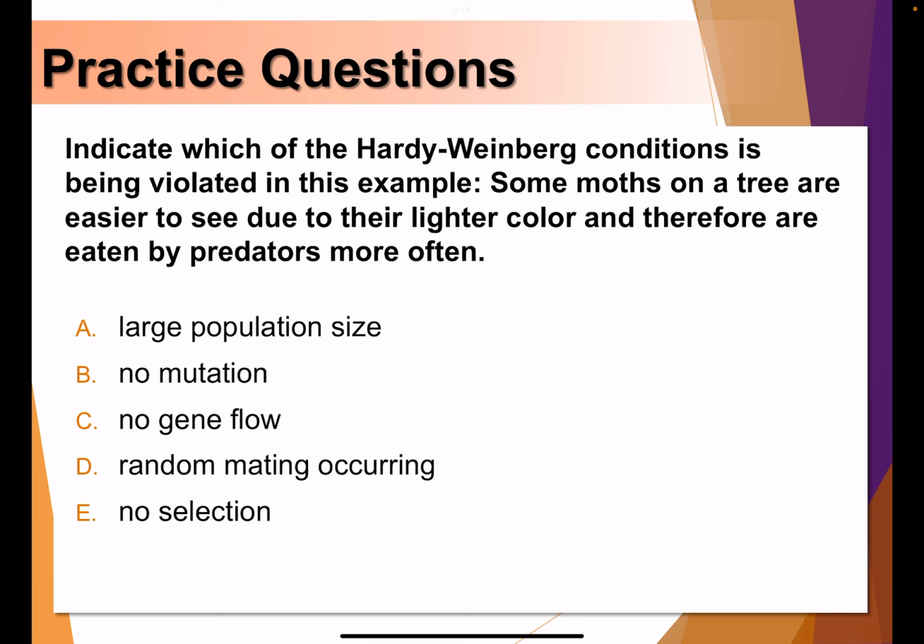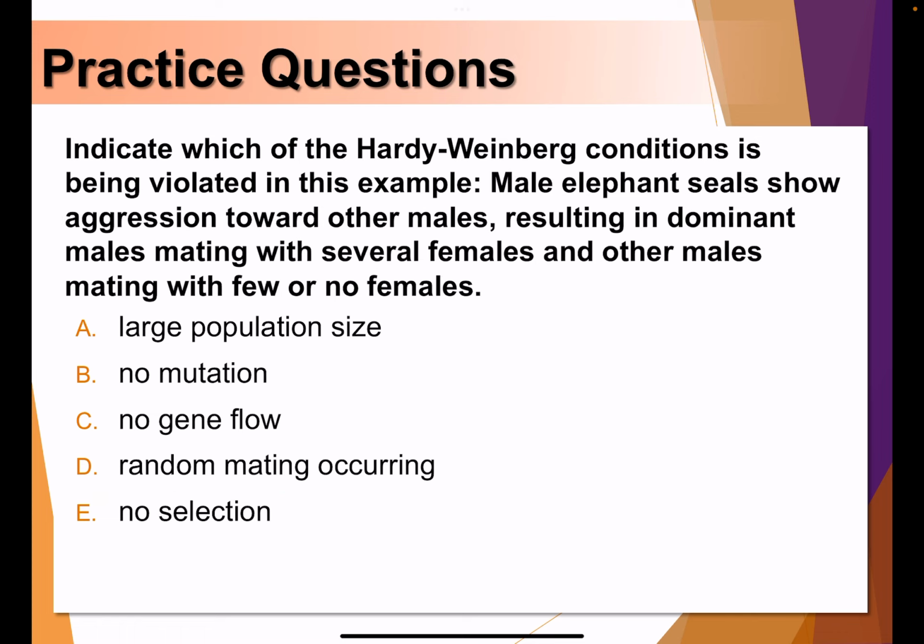Indicate which Hardy-Weinberg condition is being violated in this example. Some moths on a tree are easier to see due to their lighter color, therefore eaten by predators more often. Which is it? It would be no selection. The variation in colors allows some moths to survive more easily than others, therefore selection is occurring. Because remember, no natural selection should happen for Hardy-Weinberg equilibrium.